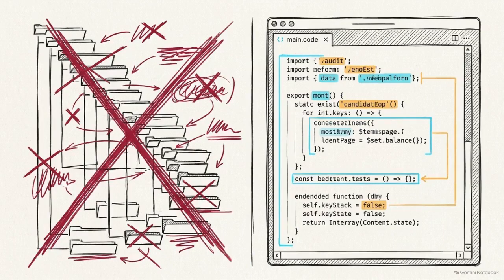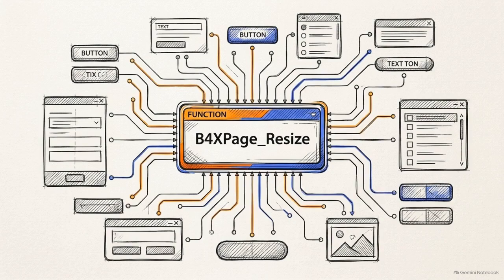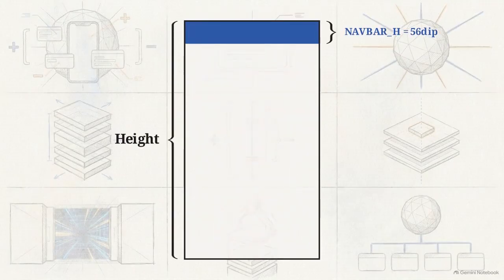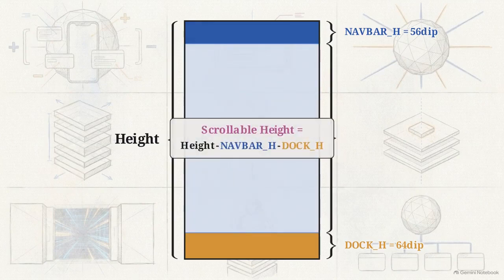In a traditional Android environment, developers define UI components within static XML files. Here, components are initialized purely through code. The responsiveness of the entire application hinges on a single event hook, B4XPage resize. The top navbar initializes, locked to a static height of 56 pixels. A bottom dock anchors to the base with a height of 64 pixels. The framework dynamically calculates the remaining scrollable area by subtracting both from the total screen height.